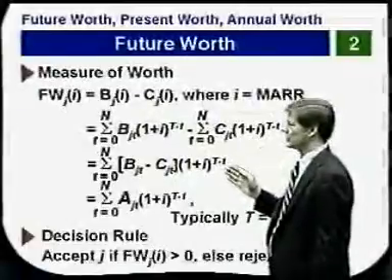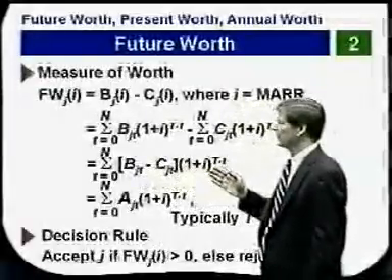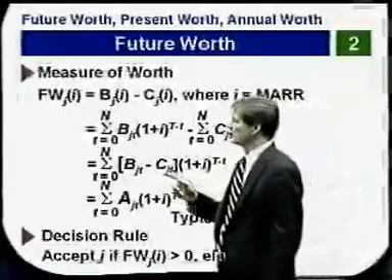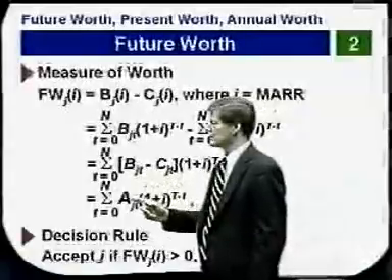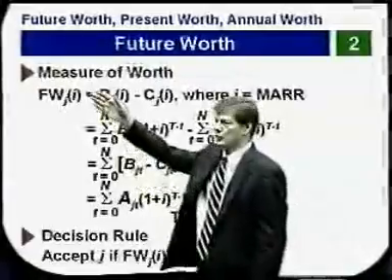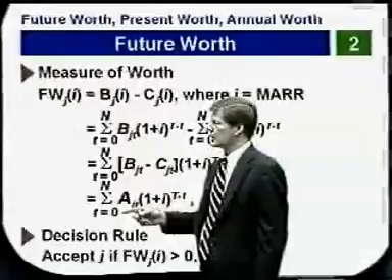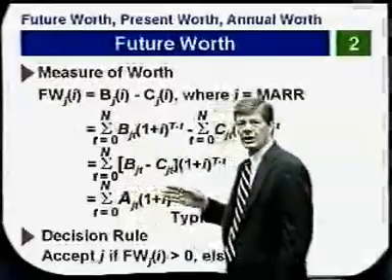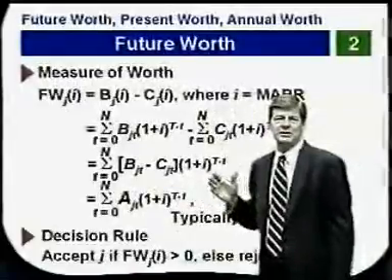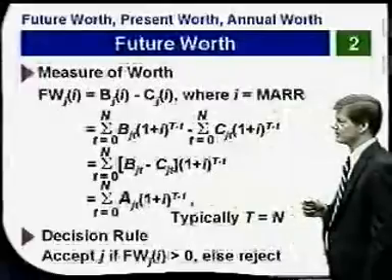And I can simplify that formula this way: it's the difference between the benefit series and the cost series compounded and/or discounted to a common point in time, capital T. Since we know that the difference between benefits and costs is nothing more than the net cash flow series, A_jt, I can define the future worth as nothing more than the sum of all of the net cash flows from time 0 to time n, compounded and/or discounted to a common point in time, capital T. Capital T typically is n, that is, the planning horizon for the cash flow series.